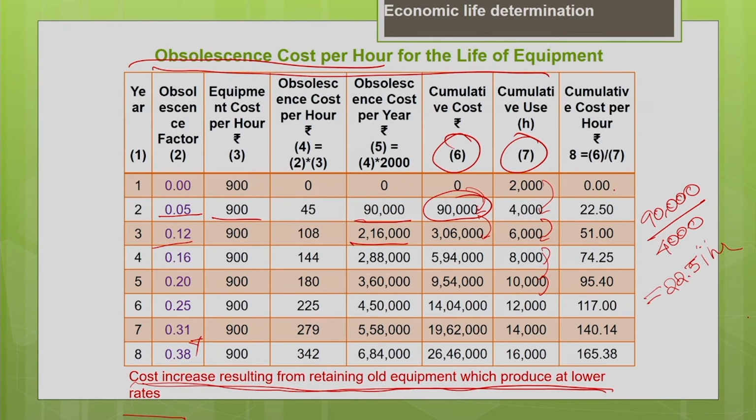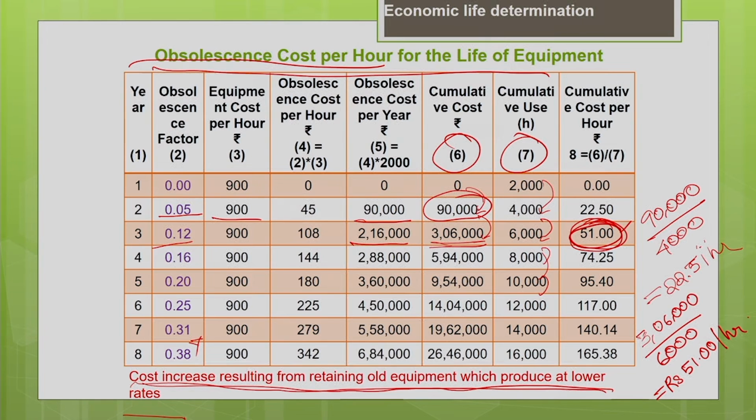Similarly, for the third year, you can see the cumulative cost is 3,06,000 divided by 6,000, which is the usage of the machine for 3 years. That gives me the cumulative obsolescence cost as 51 rupees per hour for the past 3 years. It means this 51 rupees per hour reflects the obsolescence cost for the past 3 years. If you hold your machine with you for 3 years, your obsolescence cost per hour for 3 years will be 51 rupees. So, that is what we mean on a cumulative basis.